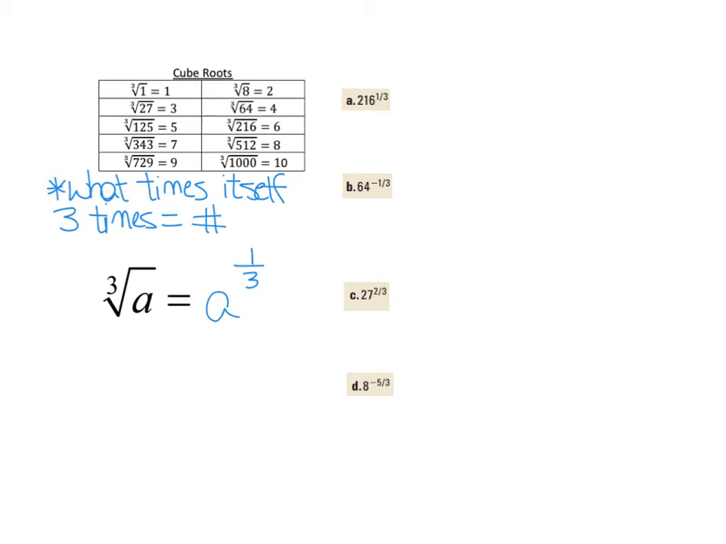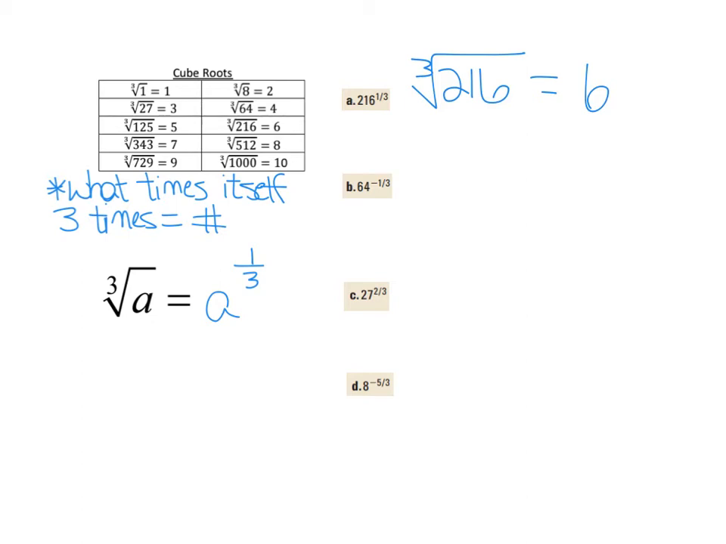We have 216 to the 1/3. That means the cube root of 216. You're going to look in your chart over there. The cube root of 216 is 6 because 6 times 6 times 6 is 216.